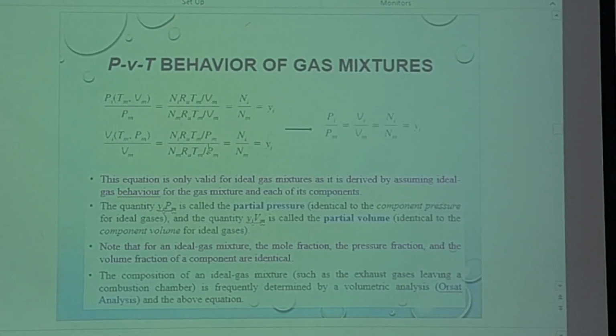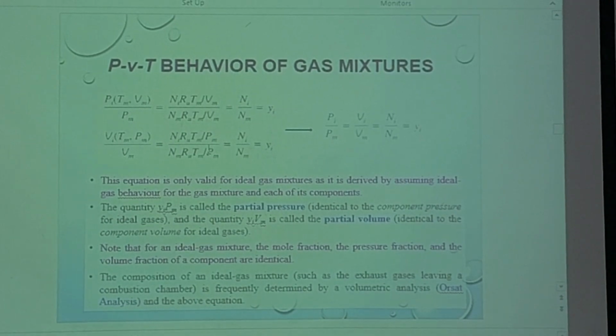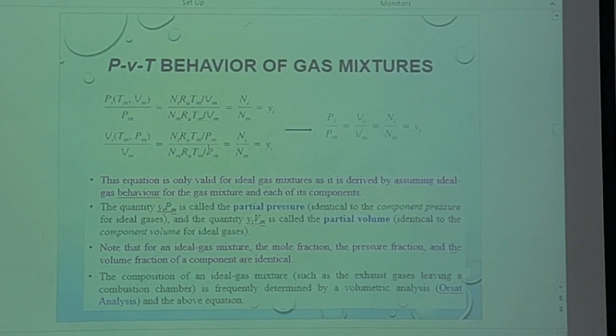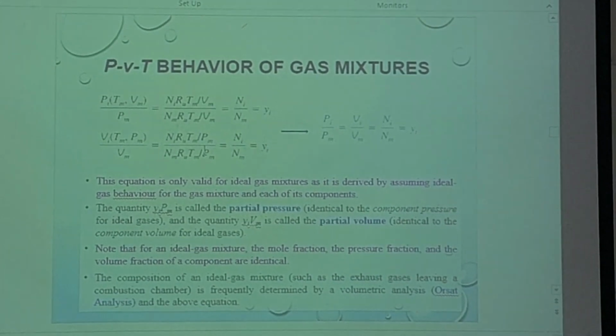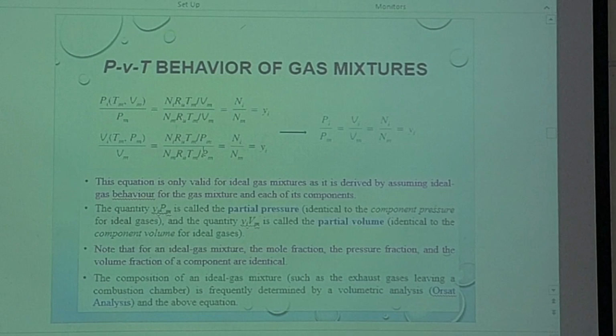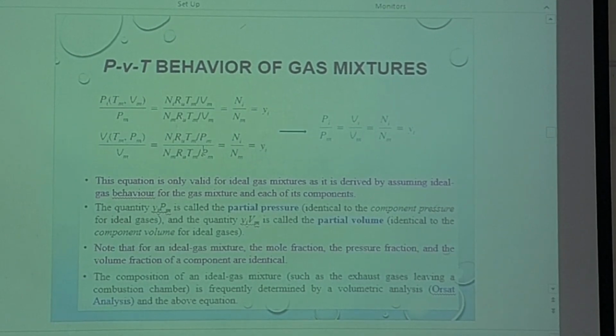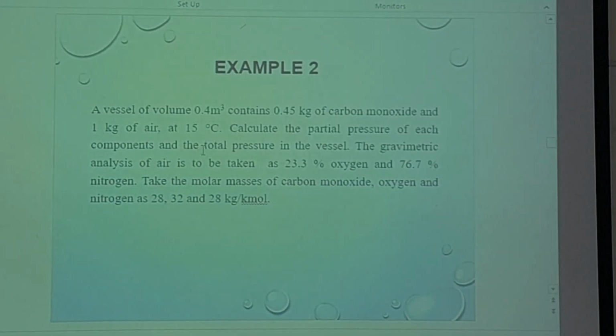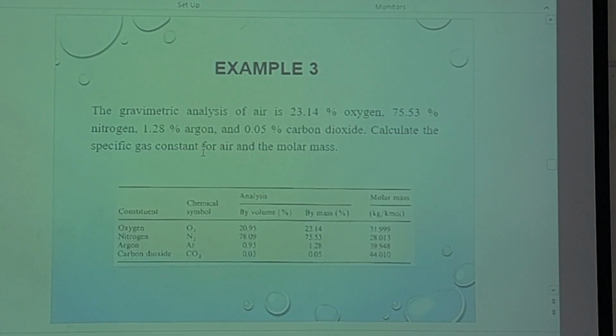Yeah, and then we know that if we look at pressure fraction or volume fraction, they are pretty much just mole fraction. Alright, so they are all the same. So in general, all the percentages are in mole, besides the mass version. Then we look at this example. So today we will enter example 3.